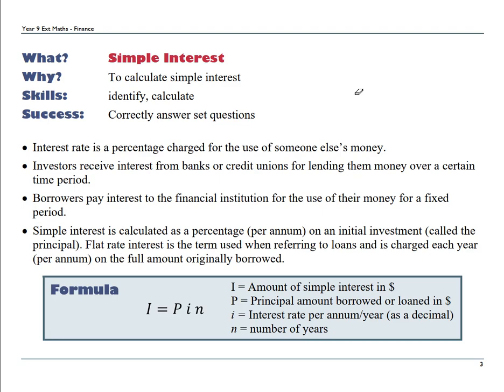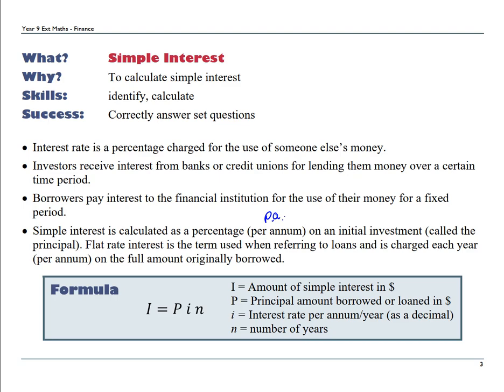Now, simple interest is calculated as a percentage per annum, and you'll see PA for per annum, on an initial investment, and the initial investment is called the principal. Flat rate interest is a term used when we refer to loans, and it's charged each year, or per annum, on the full amount originally borrowed.